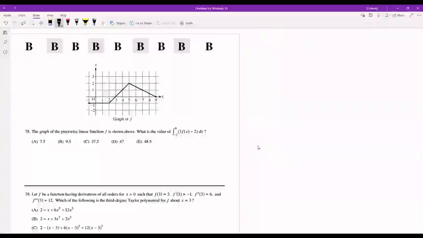Now 78. The graph of a piecewise function is shown above. What is the value of the integral from -1 to 9 of 3 plus f of x? Let's see. First, I think we're just going to want to solve the integral. So we'll isolate the f of x to make this easier. So change this to 3.